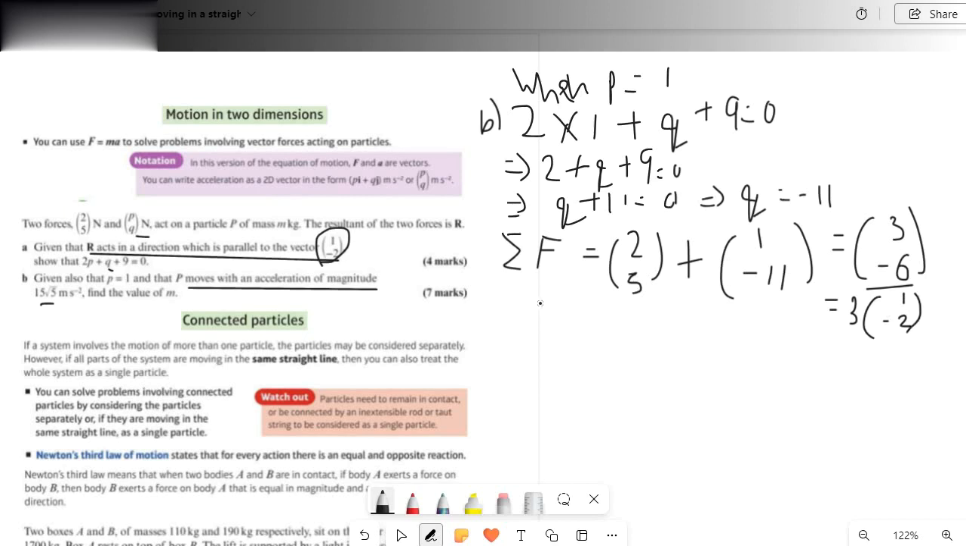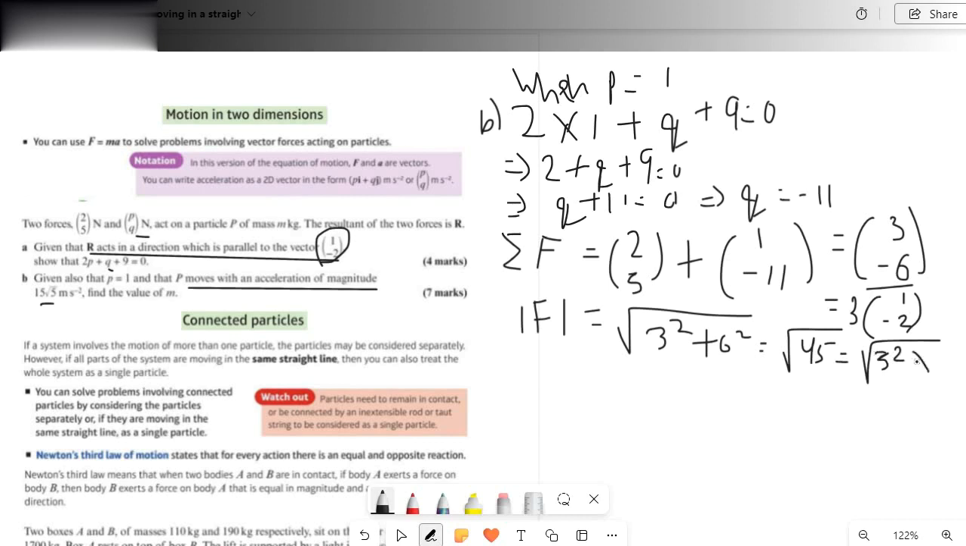So now we can find out the magnitude of F, which is the square root of 3 squared plus 6 squared, which you're supposed to get root 45. And because 45 is 9 into 5, we can say that 45 is equal to 3 squared into 5, and root of 3 squared is 3. So 3 root 5 is the magnitude of the force.